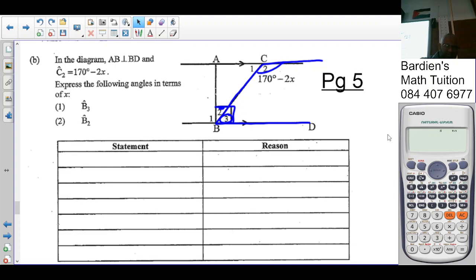You see here? B3 plus 170 minus 2x equals 180. Co-interior. Now we say B3 is equal to 180 minus 170 plus 2x, which is 10 plus 2x. So that's B3. So 10 plus 2x plus B2 is equal to 90. You must give a 90. Then you solve for B2 in the same way, in terms of this.